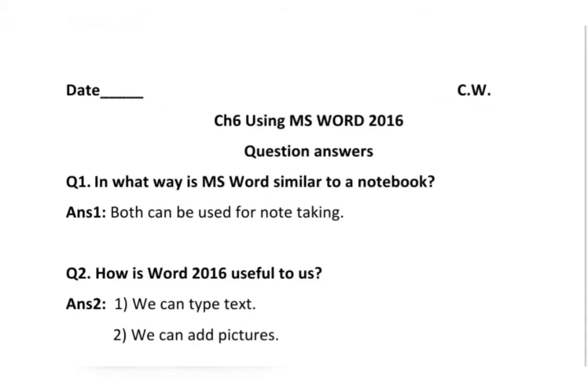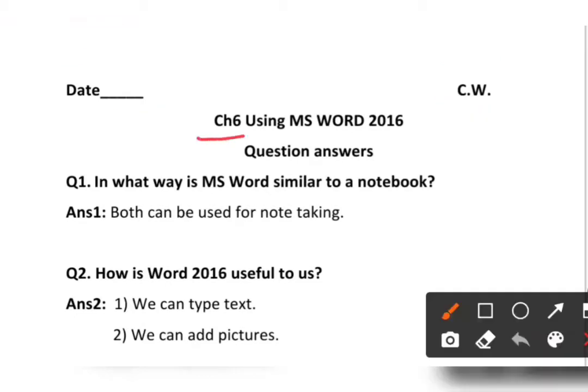And after that, as you can see, we will write the name of the chapter. The chapter is chapter 6 using MS Word 2016. After that, you will write in the next line question answers. Okay. So I hope you have written the headings. Date, classwork, chapter 6 using MS Word 2016. Then in the next line, question answers.